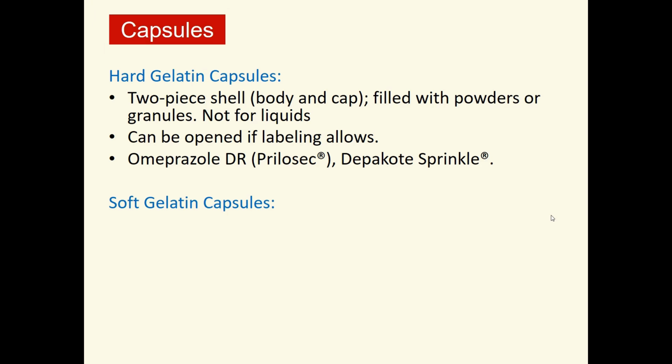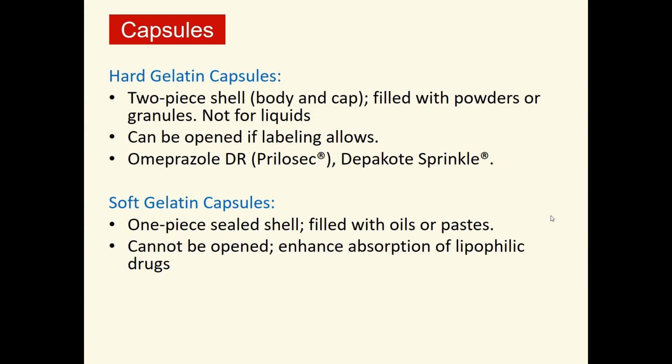Soft gelatin capsules are a one-piece sealed shell filled with oils or paste. They cannot be opened and are designed to enhance absorption of lipid-soluble drugs. For example, vitamin D3 and omega oils come in soft gelatin capsules.